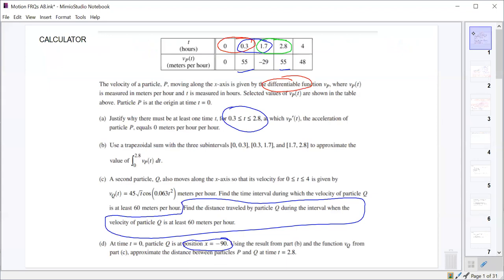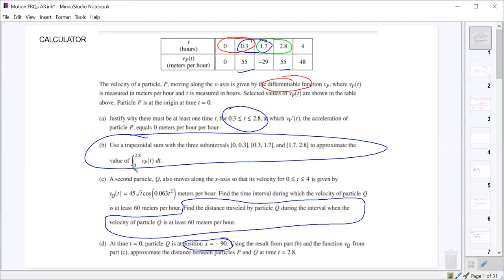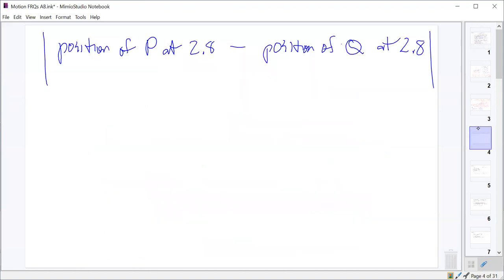Well, we go back and say, oh, we found the position of P at 2.8, right? We approximated the integral from 0 to 2.8, which told us the displacement. So for part D, we take the displacement, how far it traveled from 0 to 2.8, and add it to the initial position, which was 0. So 0 plus our answer from part B, which was 40.75, should be our position of P at 2.8. Everybody good with that?